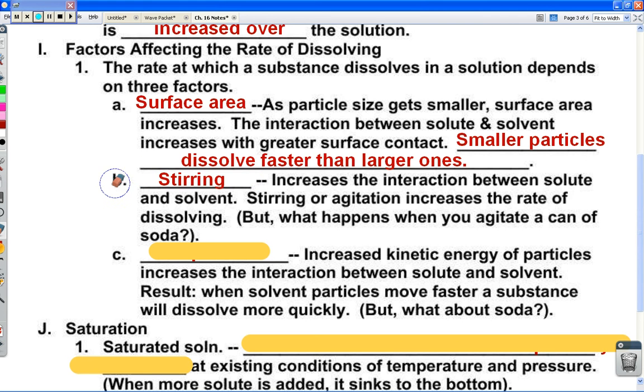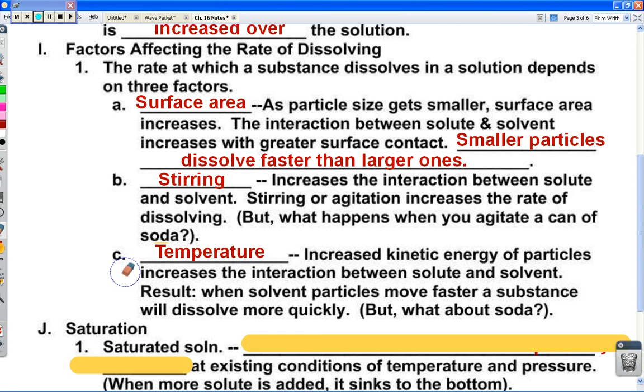Then B, stirring increases the rate. Think about your iced tea again. You put your sugar into your iced tea and you start stirring it. If you let it sit there, the sugar's never going to dissolve, or it'll take a long time to do it. If you stir it, you'll get more solvent touching, you'll get more interaction between the particles of the solute and the solvent. But again, what happens if you stir or shake a can of soda? Yeah, it'll spew out again. So stirring works for solid solutes in a solvent, but not so much for gases. For gases, it'll actually make them come out.